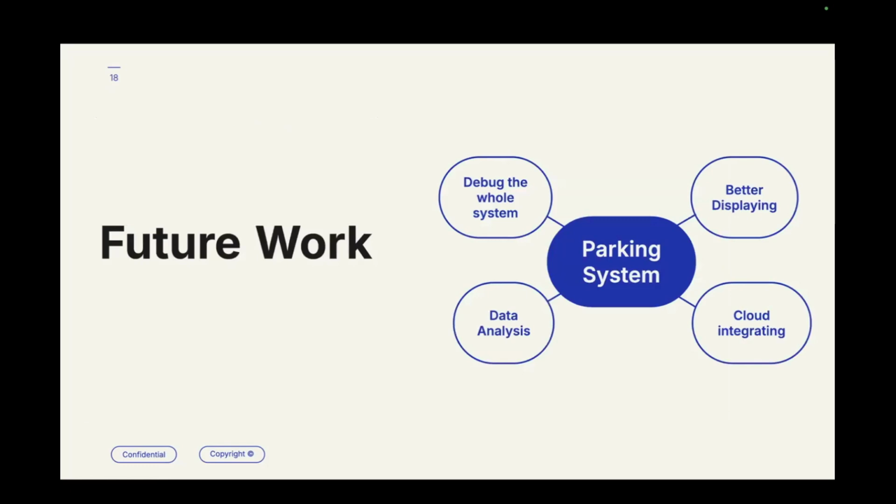And for the future, after we implement all the diagrams into Java code, we will debug all the code in the system, and then we will get a better display, since right now we are showing the system with BlueJ. So we will get a better display, and then we will do data analysis to make sure our system works for the public or not. And last, we will upload the whole system to the cloud and check whether we can connect to the public network or not.